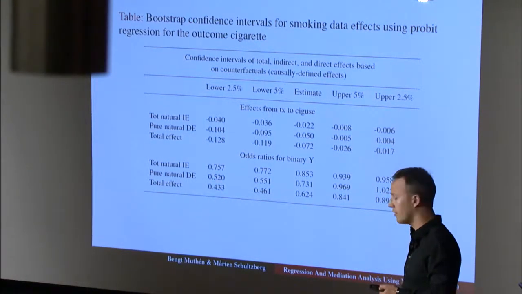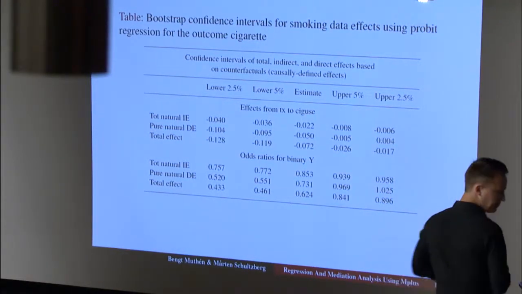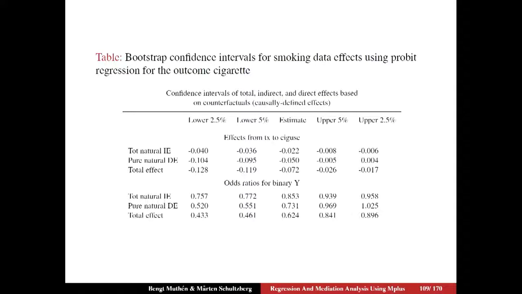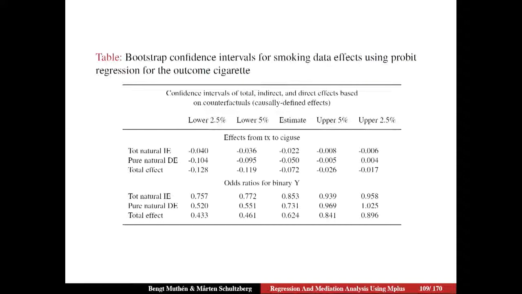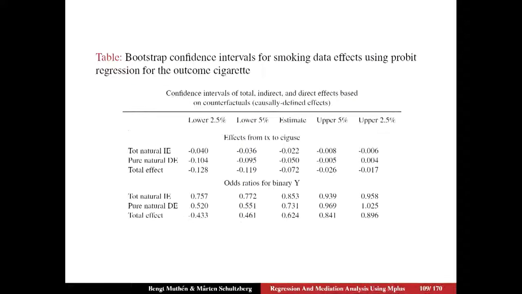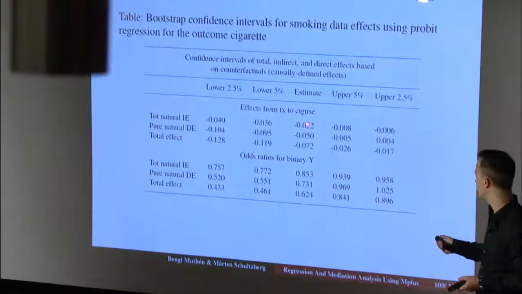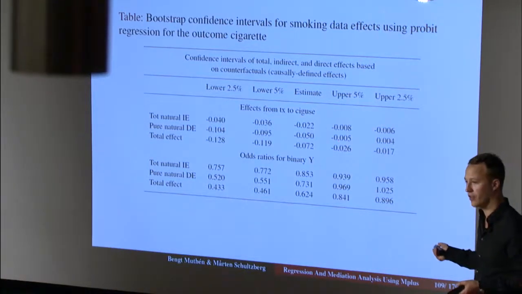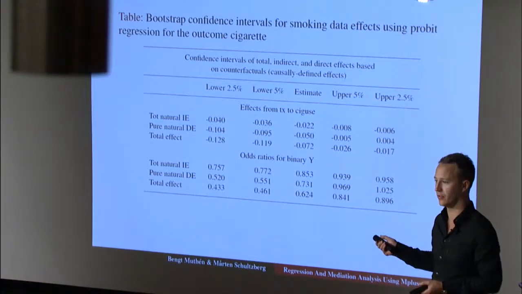And here are the effects for this model. This is actually the confidence interval output. So in the confidence interval output of Mplus, you have the effects here, and you have the estimate in the middle, and the lower percentiles to the left and the upper percentiles to the right. So this value and this value is the 95% confidence interval for this point estimate. And this is the total natural indirect effect in this case. Remember now that these confidence intervals are not symmetric, because they're based on the bootstrap confidence interval.